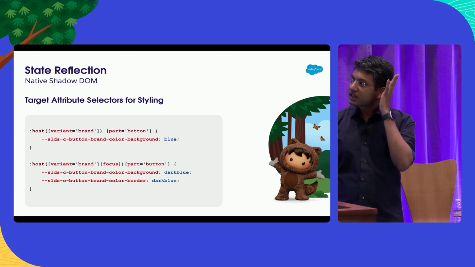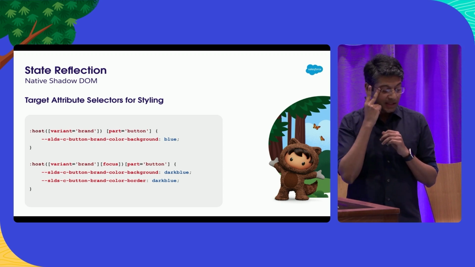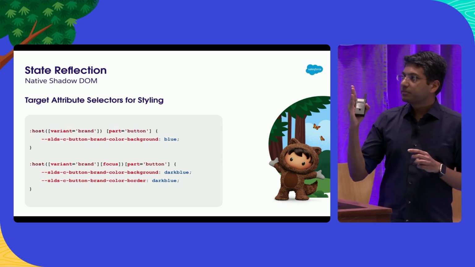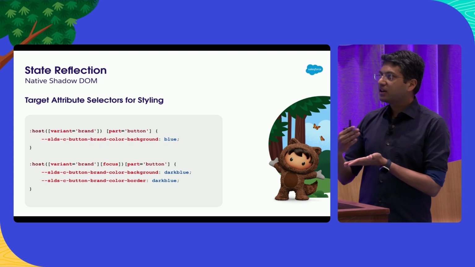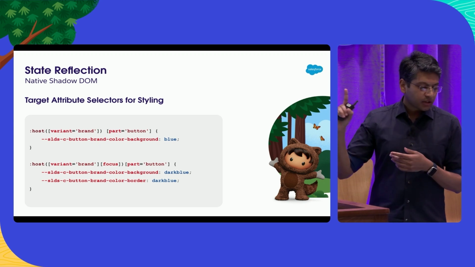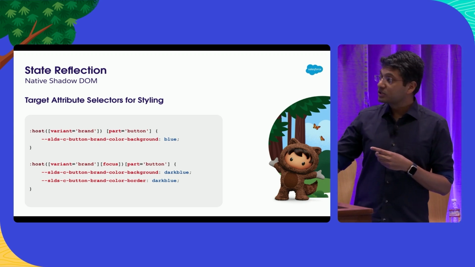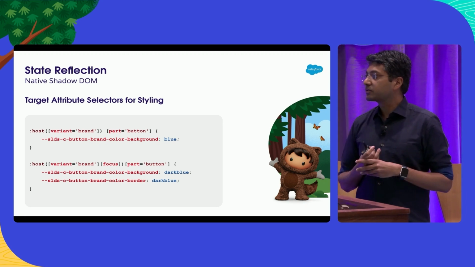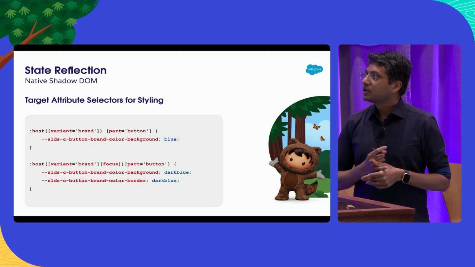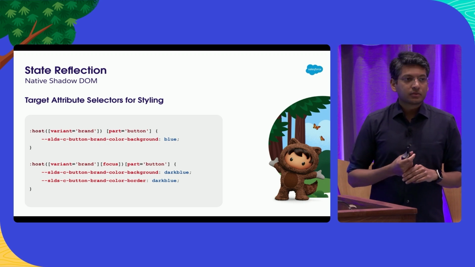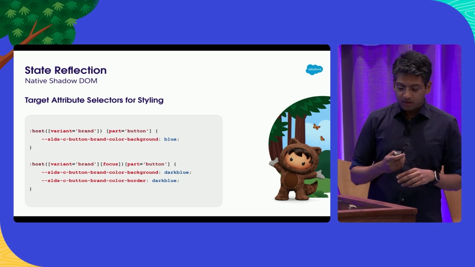Similarly, for the focus state of the brand variant button, we're selecting the host, select the variant equals brand and focus attributes together, and then you target the part equals button attribute, and then change the CSS for that. So yeah, that's how you would style your components in Native Shadow.